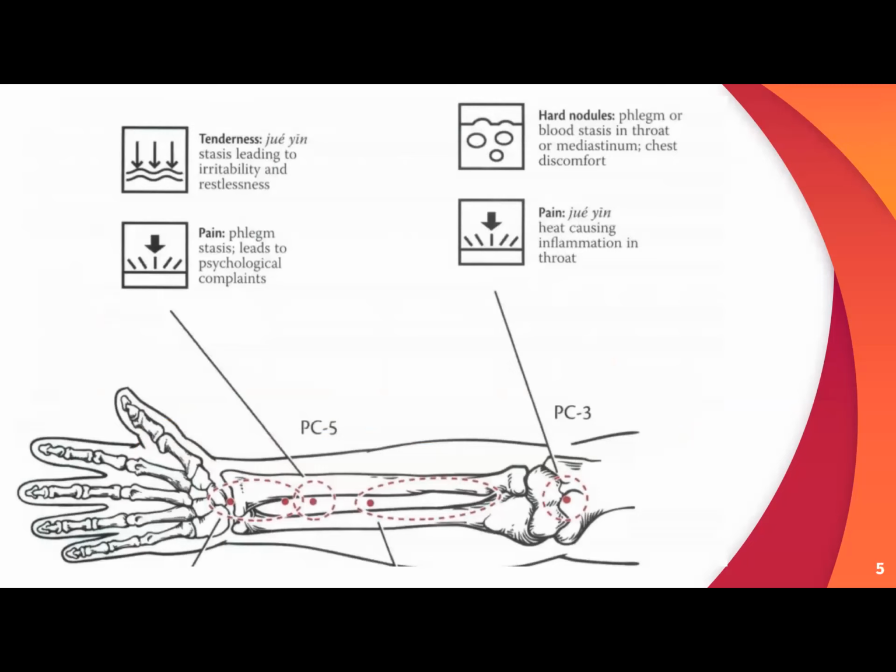So in summary, if there is tenderness in the pericardium 5 area, there is Qi stasis leading to irritability and restlessness. If there is pain, it's an indication that there is phlegm stasis, which could lead to psychological complaints. If hard nodules can be palpated in pericardium 3, this would indicate phlegm or blood stasis in the throat or mediastinum, chest, and also chest discomfort. If there is pain, there's heat causing inflammation in the throat.